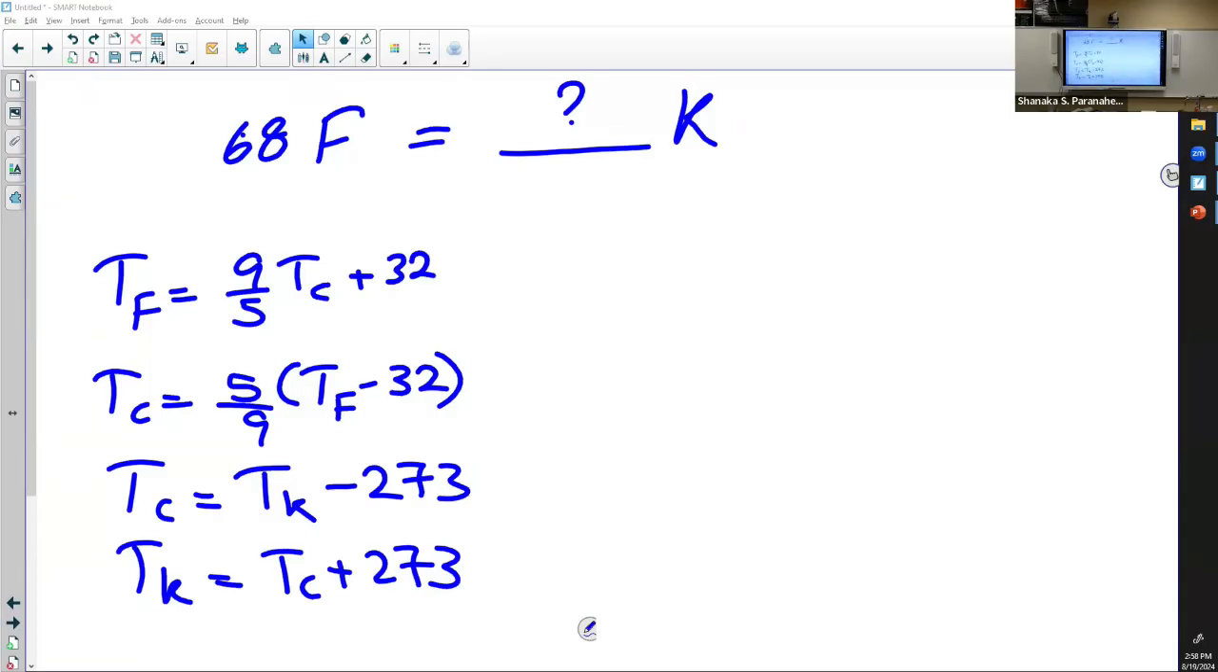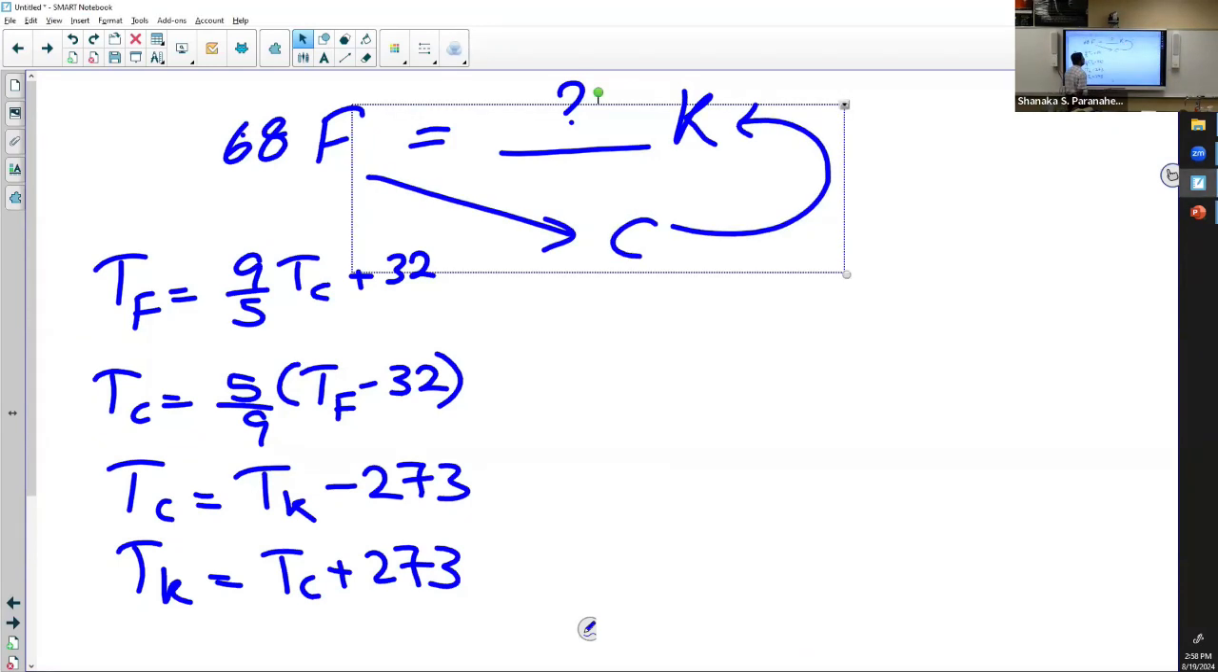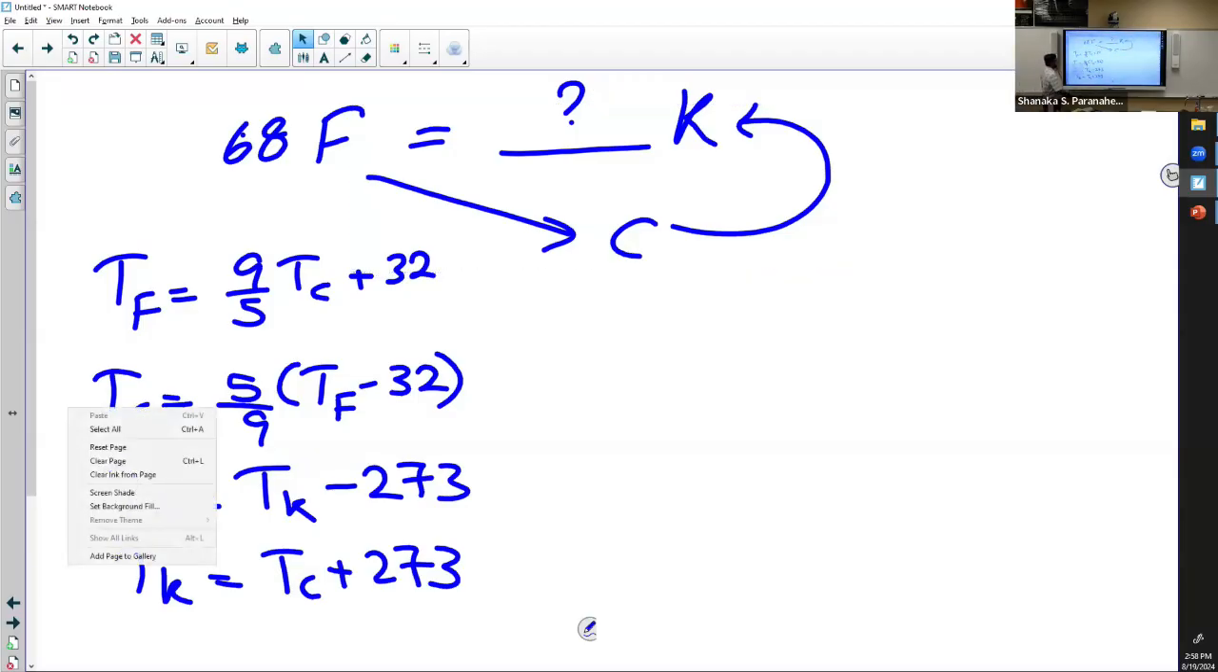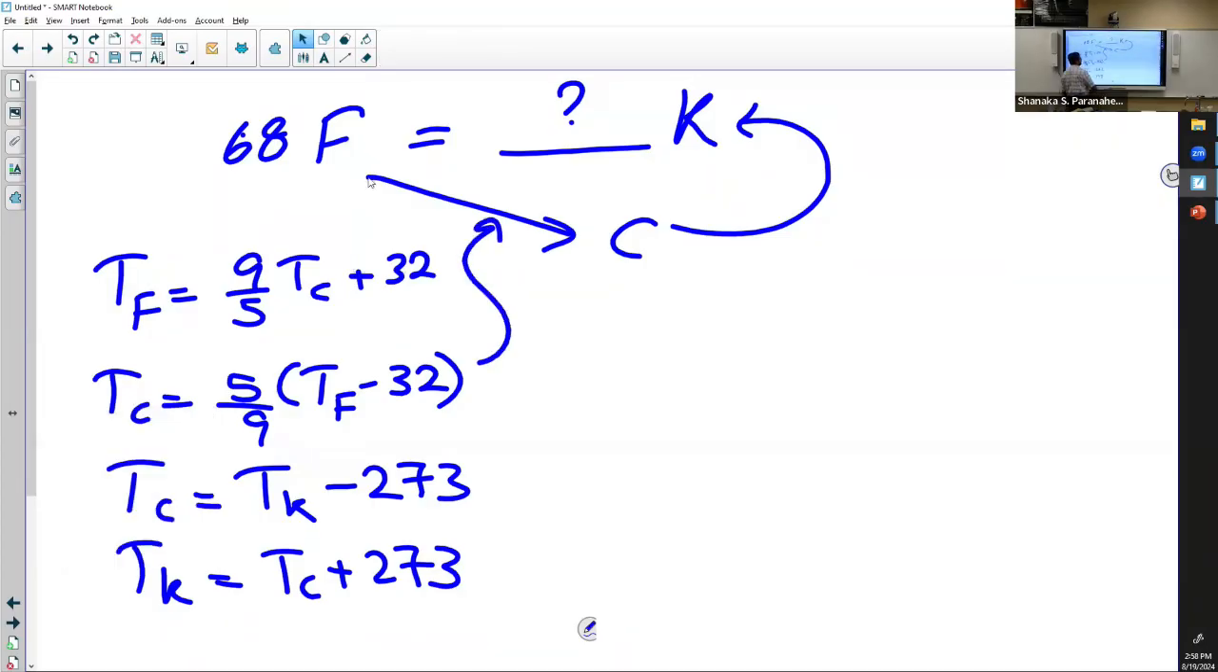Okay. So did I give you any direct equation between Fahrenheit and Kelvin? No, I did not give you any equation between Fahrenheit and Kelvin. So in that case, you are going to convert Fahrenheit into Celsius, and Celsius into Kelvin. What is the first equation that you're going to pick from the list? Okay, so we are going to convert Fahrenheit into Celsius. We need this equation for this conversion, so we are going to use this.